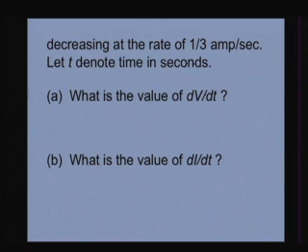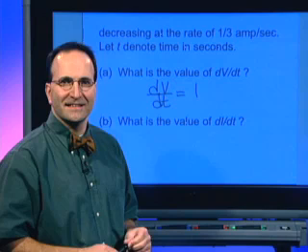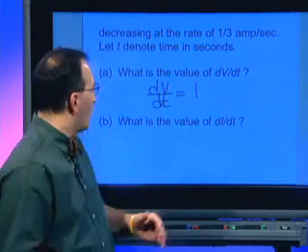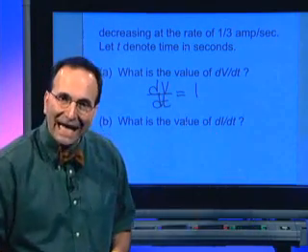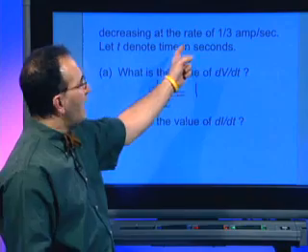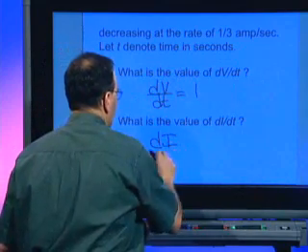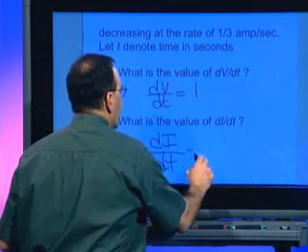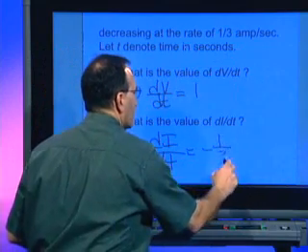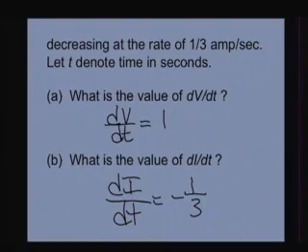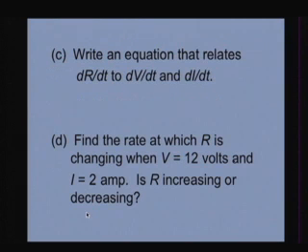Well, we were told right at the beginning, actually, that dV/dt is equal to 1. The next part asks us, what is the value of dI/dt? And we just read up here that the value of dI/dt is -1/3. Okay, there's two more parts to this, so let's move ahead to those.